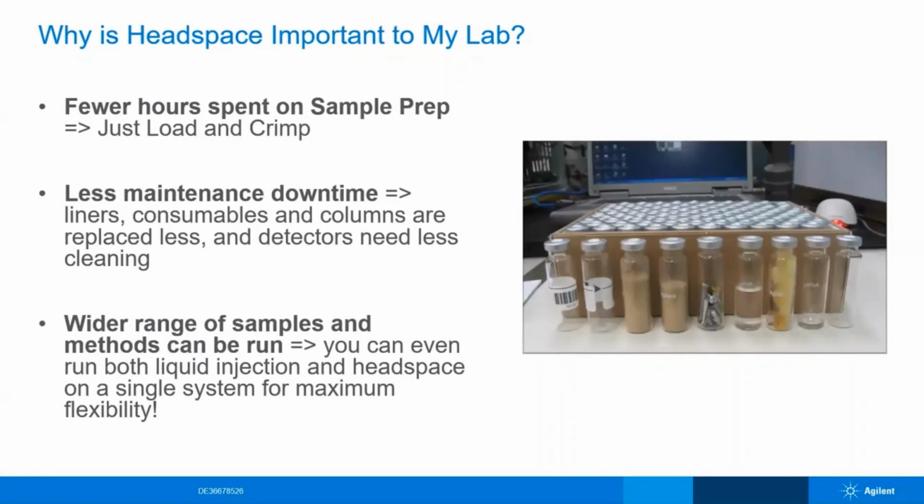So what about your specific lab? The big question to ask is whether there are particular samples that really eat up a lot of time in terms of sample prep. If you could just load and crimp that sample, vaporize the analyte of interest, and measure the corresponding target analytes, would that be a significant savings for your lab?